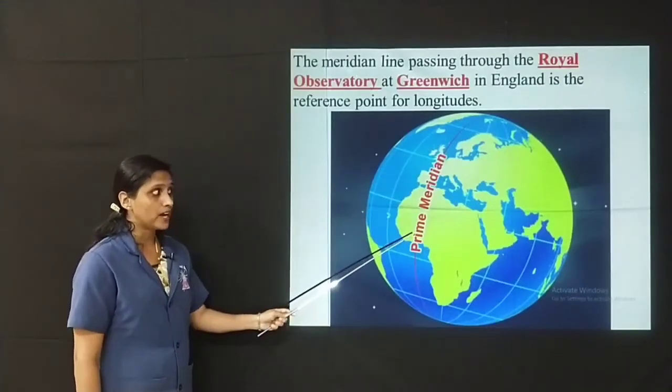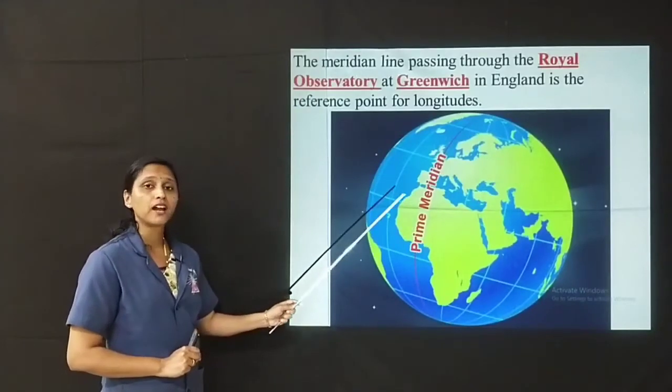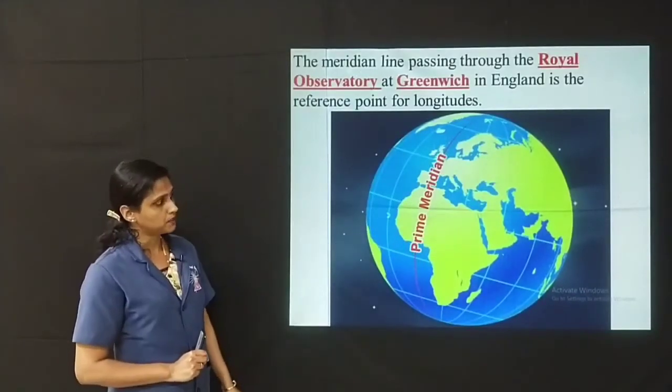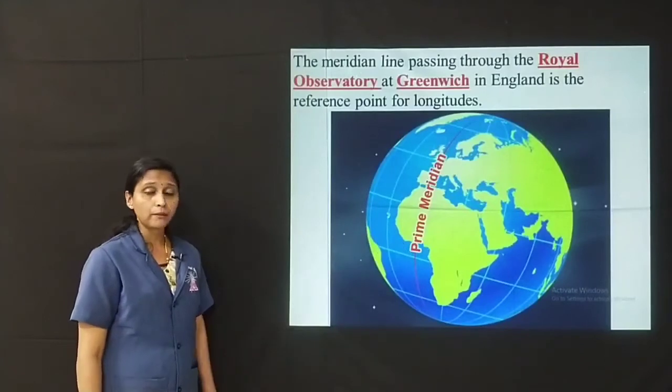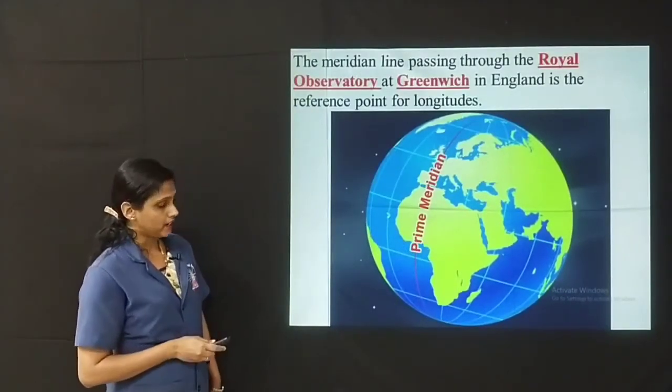Prime meridian divides Earth into two equal halves. They are Eastern Hemisphere and Western Hemisphere. 0 degree meridian is the base for international dateline.